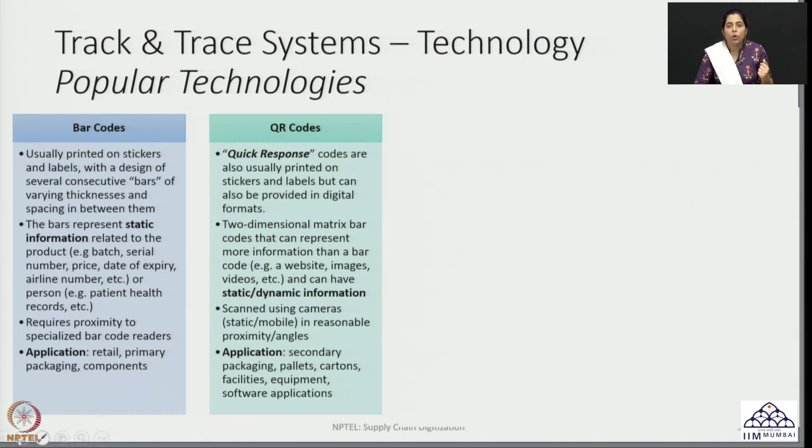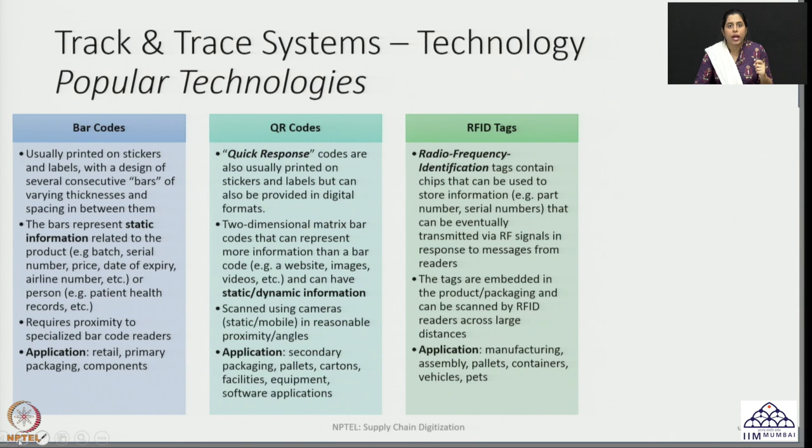Then we have more advanced technologies that are used when it comes to labeling and tracking systems. One of them is called RFID. RFID tags are very, very popular as well. These are basically radio frequency identification tags that actually have embedded chips in them, which can store information and relay this information basis signals that they receive from a reader. So RFID readers are used in order to capture the information related to the product or whatever system that we are discussing. Now, what is the main benefit of having RFID tags?